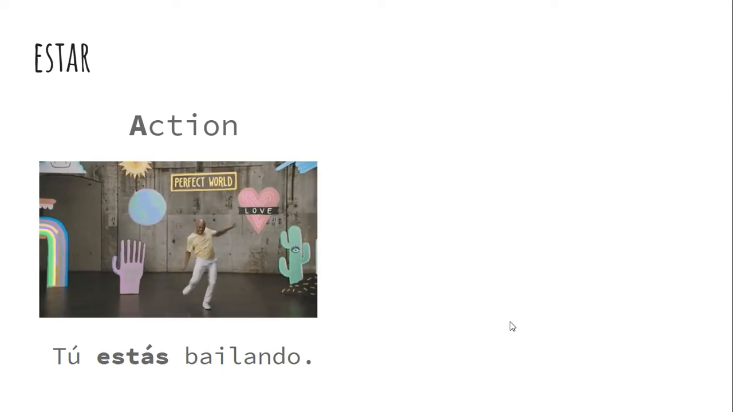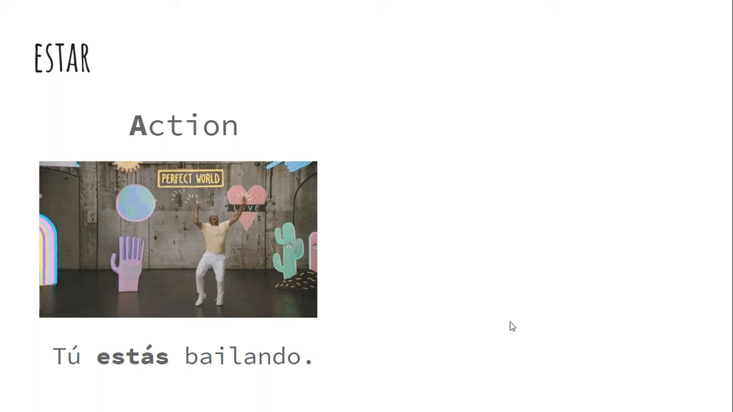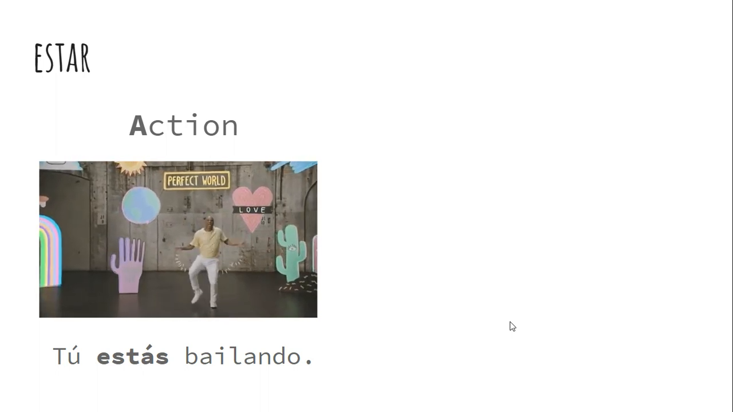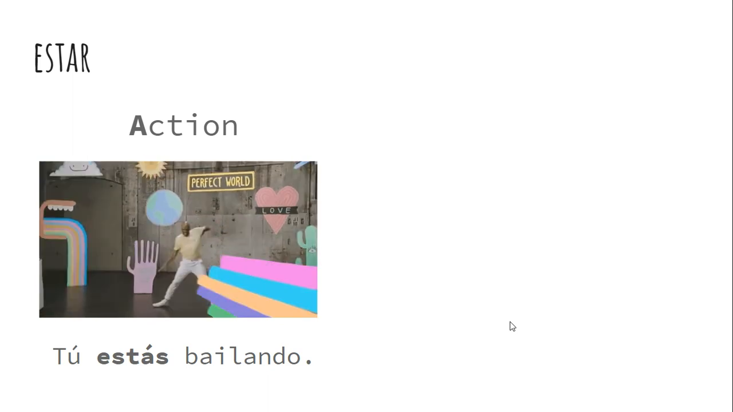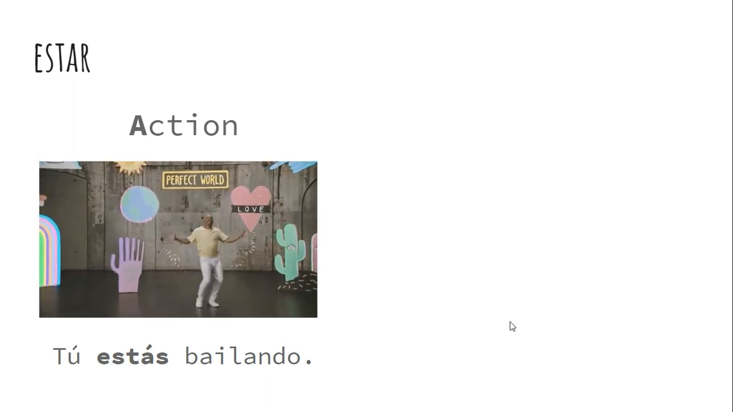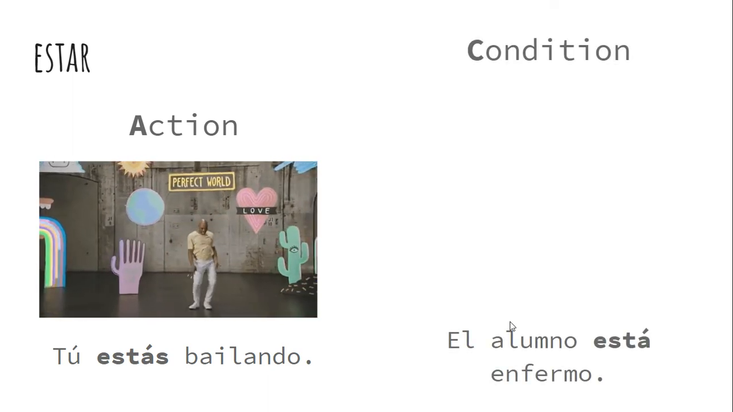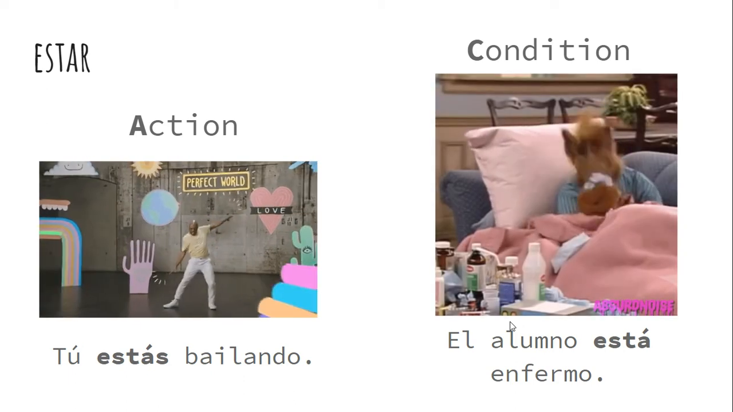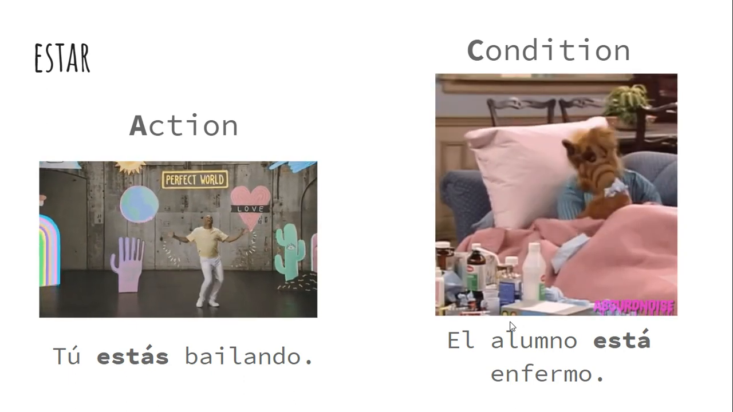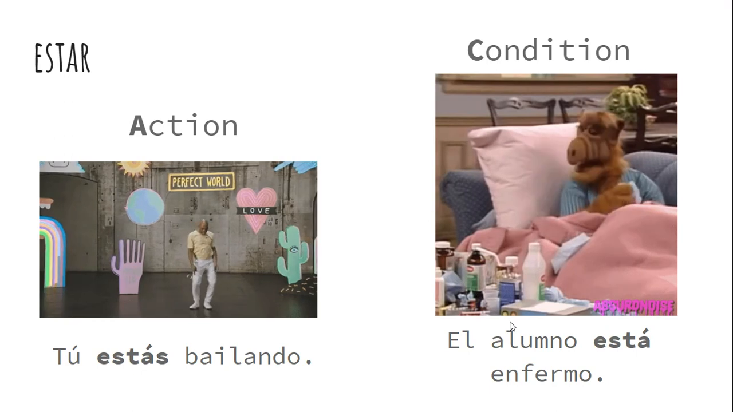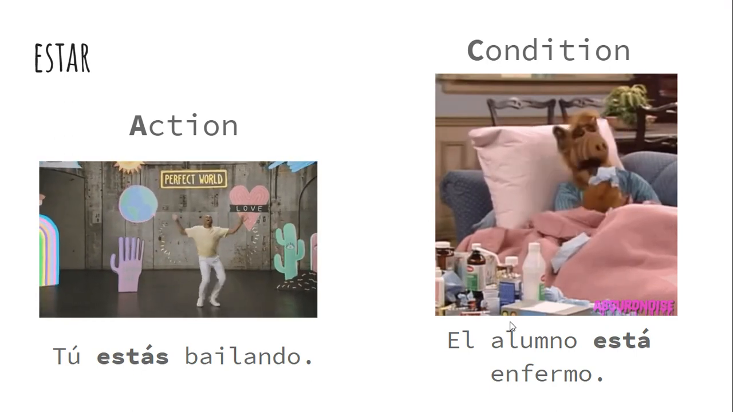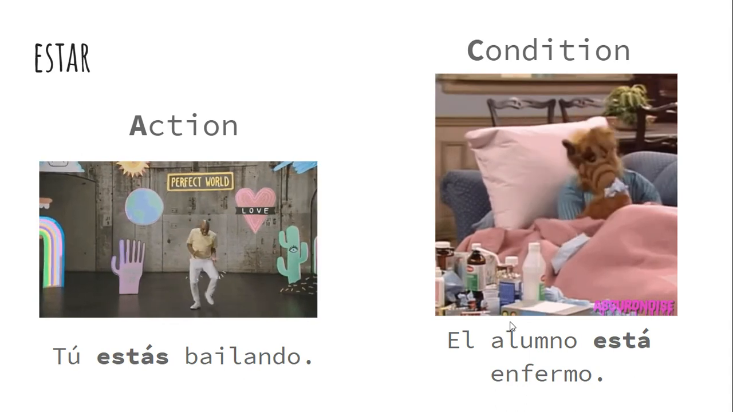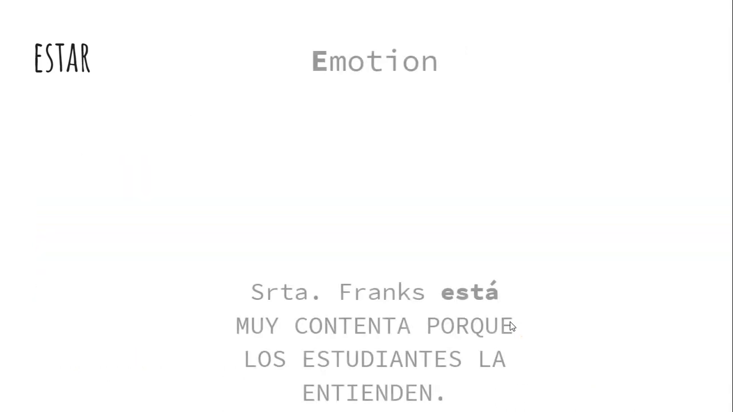The A stands for action. Tú estás bailando. Okay, so whenever you have a present progressive, which we'll look at later, you use estar. Estás bailando, estás comiendo, estás hablando. The C stands for condition. El alumno está enfermo. So the condition of somebody, that it could change. Okay, so it says the student is sick. Tomorrow they might not be. It's not permanent.